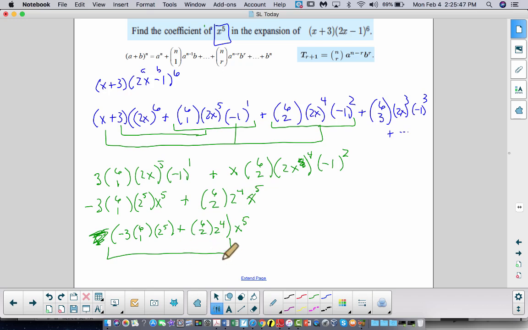And if I take my calculator and punch in negative 3, 6 choose 1, 2 to the 5th, plus 6 choose 2, 2 to the 4th, I get negative 336. And that is the coefficient. So the term would actually be negative 336 x to the 5th, but they asked for the coefficient.